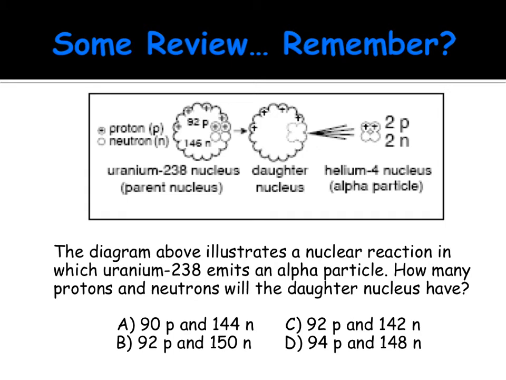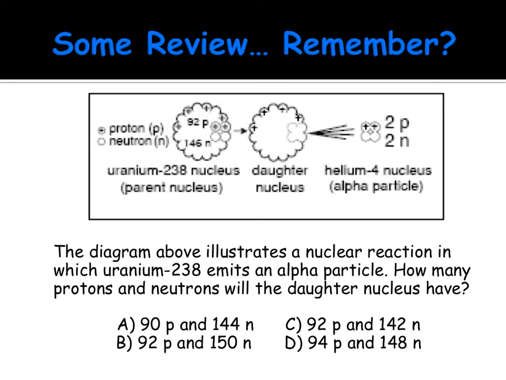The question says the diagram above illustrates a nuclear reaction in which uranium-238 emits an alpha particle. How many protons and neutrons will the daughter nucleus have? The daughter nucleus is the one that's created.